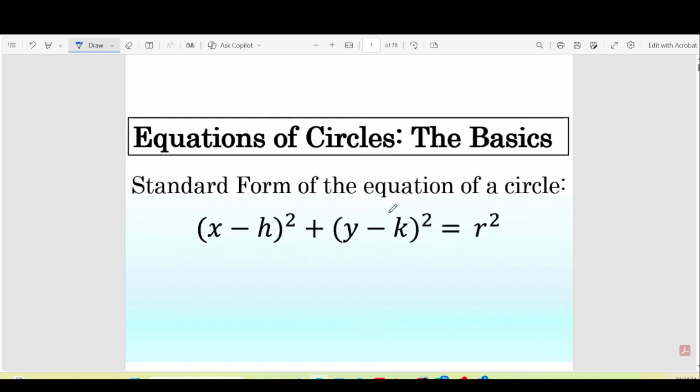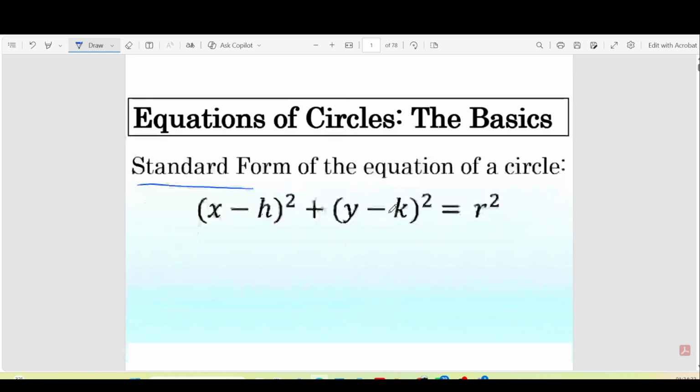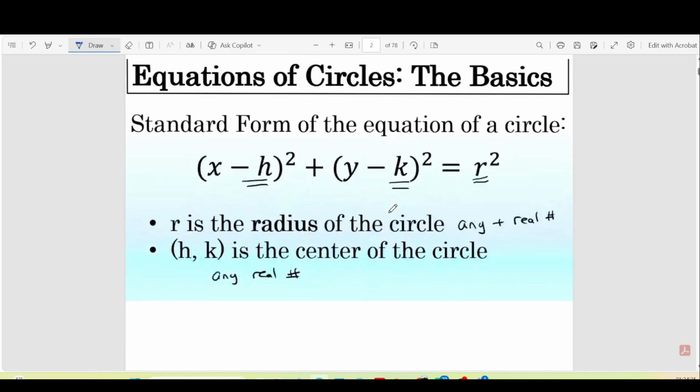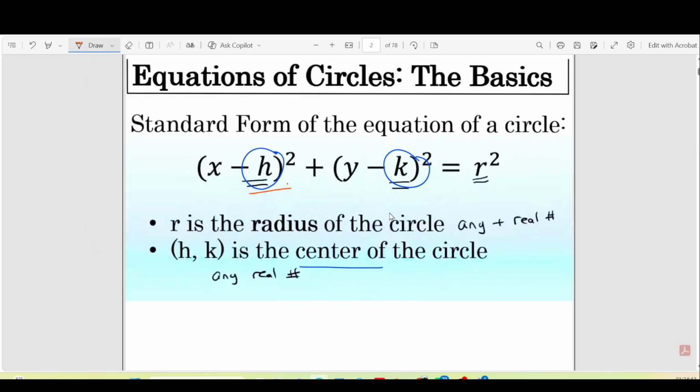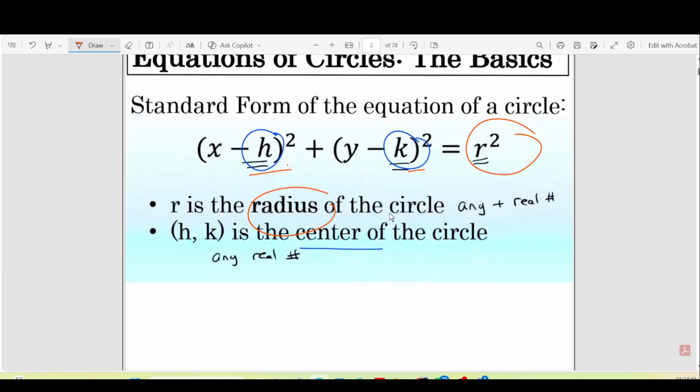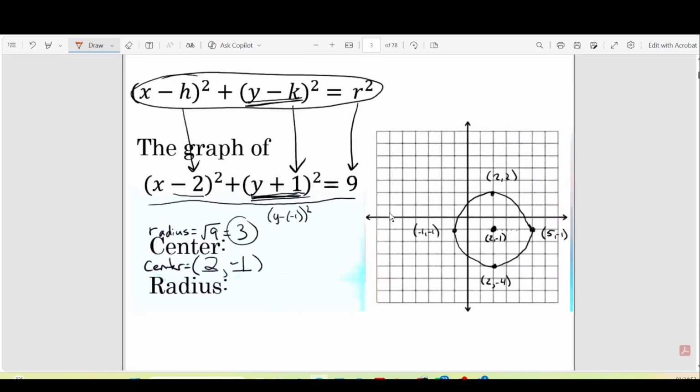So, equations of circles. This is the standard equation of a circle: (x − h)² + (y − k)² = r². H and k are the coordinates of the center of the circle, and r is the radius of the circle. The radius can be any real number, and h and k can be any real numbers.